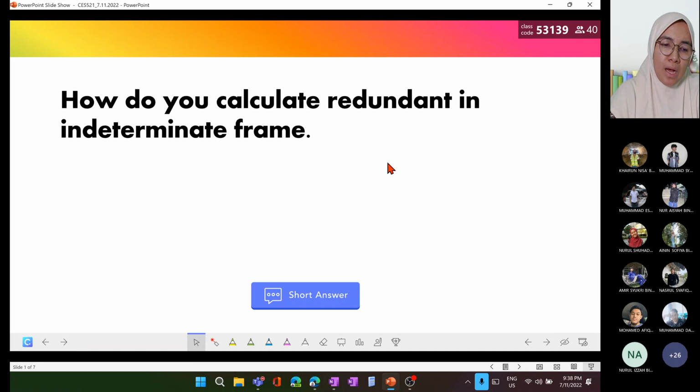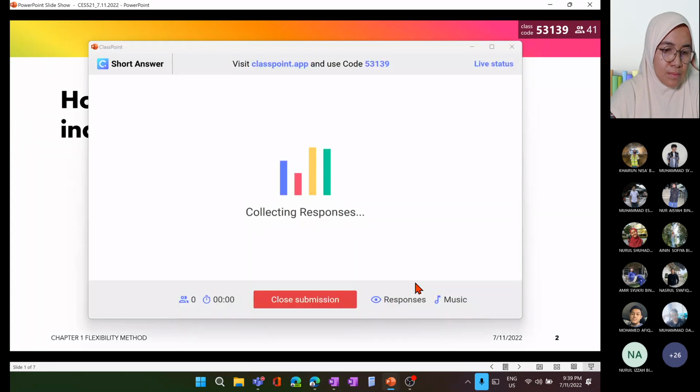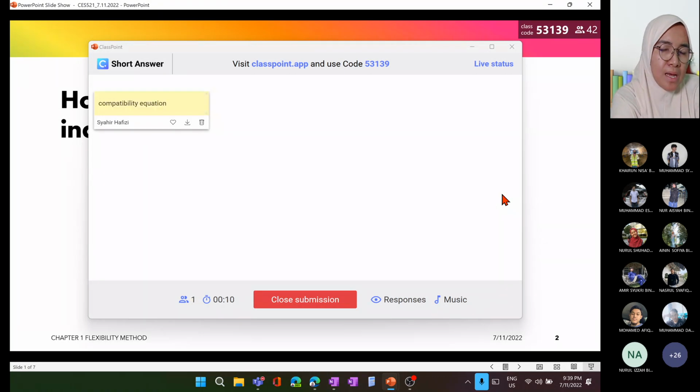For this one you will write the answer. How do you calculate redundant in indeterminate frame? Write your answer based on your understanding. How do you calculate redundant in indeterminate frame? Okay, we start now. Don't be shy, don't worry. You can write whatever you think is the answer.